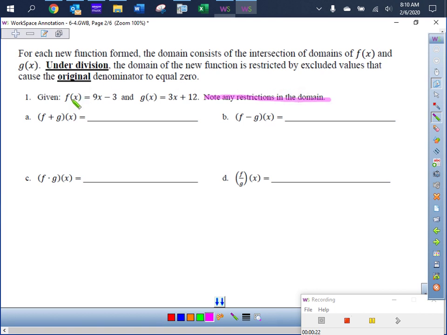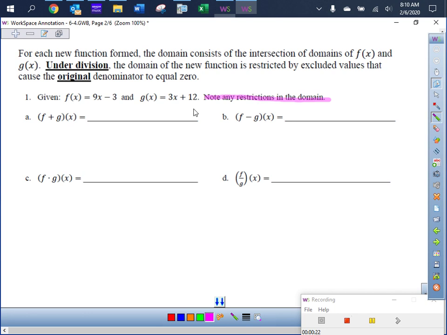So basically they've got two functions for us, f and g. And they're asking us to add them together, subtract them, multiply them together, and divide them. But sometimes weird things happen. So what we'll do is we'll go to the original guys, and here's how I like to think of this. I like to think of it as two different people.